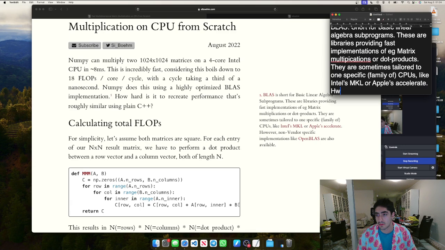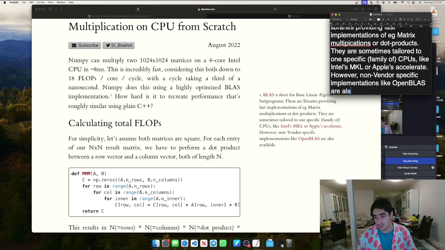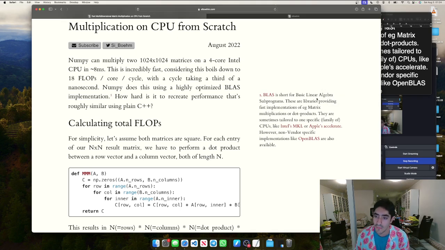However, non-vendor specific implementations like OpenBLAS are also available. Pretty interesting. Alright, so as you heard it, matrix multiplications and dot products.